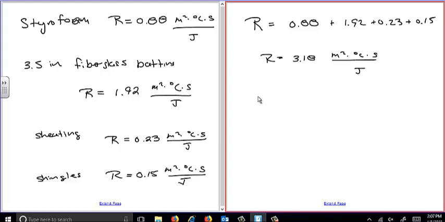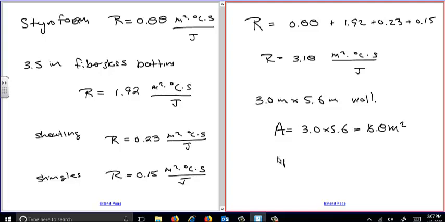And let's say it's a 3.0 meter by 5.6 meter wall. I have to give you the dimensions, so the area would just be 3 times 5.6, which is 16.8 meters squared. And I have to give you inside temperature and outside temperature. The inside is warmer, so let's say it's 25 degrees C, and the outside temperature is 5 degrees C.